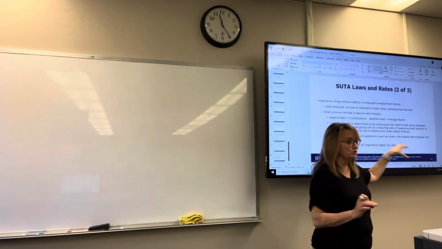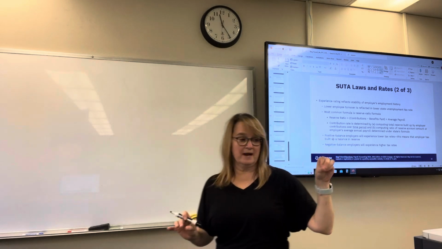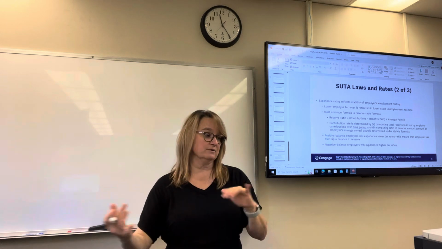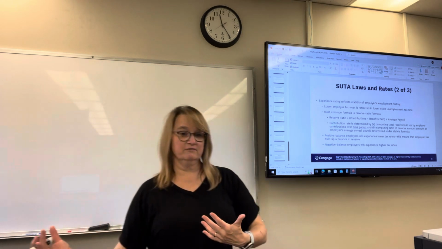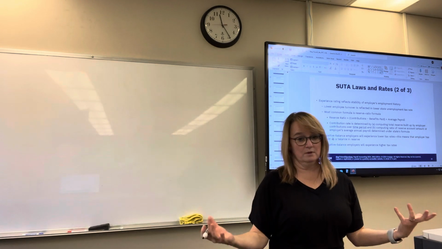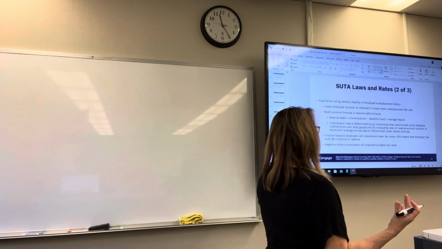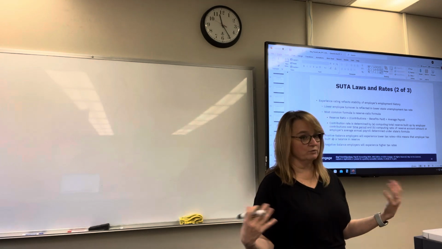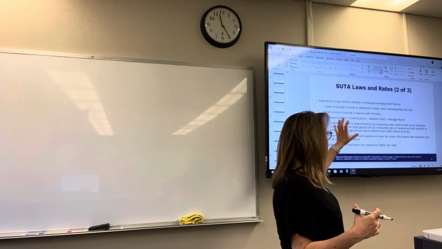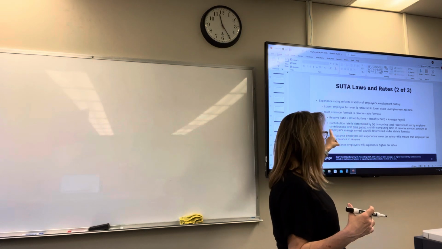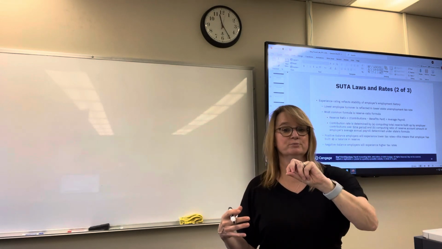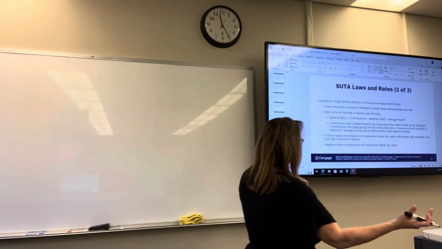Once you get that reserve ratio amount, then the state will apply it to whatever table they have put together. Now, in the problem that we're going to go through, they've given us a table that can be used, but that's just an example of a possible table. So each state is going to have their own reserve ratio table. It may change from year to year as well, but you apply the reserve ratio that you get to that table, and then it gives you the tax rate or the contribution rate for the employer for the coming year.